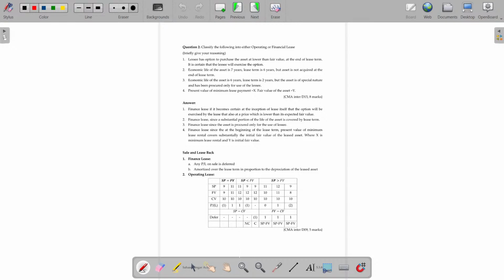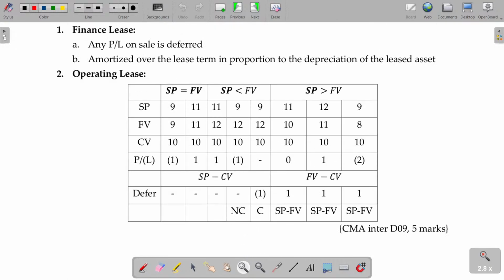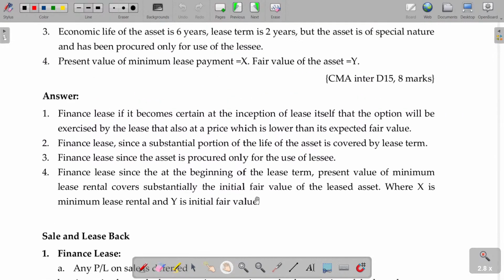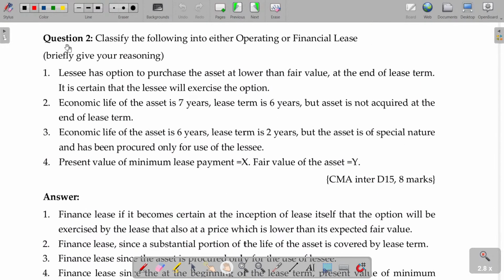Question number 2, sale and lease back. Question number 2 is related to the operating lease. In operating lease, I left one illustration to be discussed in the next class. Classify the following into either operating or finance lease. Finance lease means it should have the non-cancelable contract. Briefly give your reasons. The lessee has the option to purchase the asset at lower than fair value at the end of the lease term. Then what could this be? Finance lease.